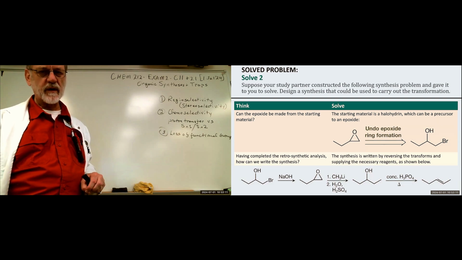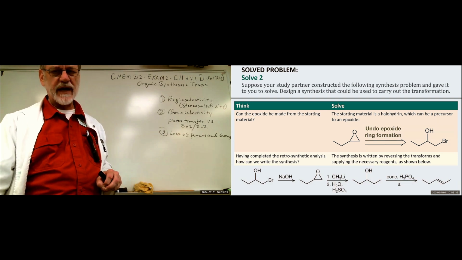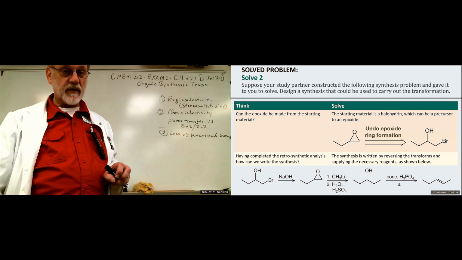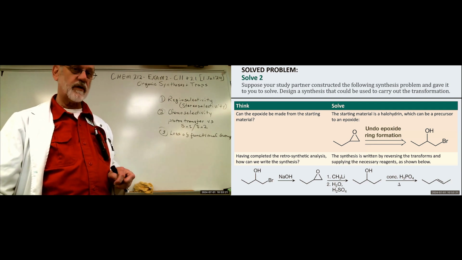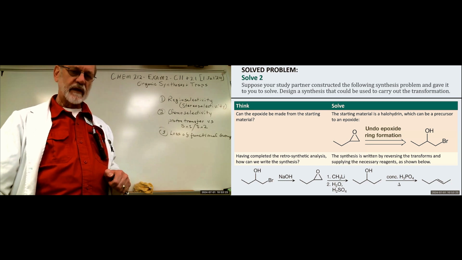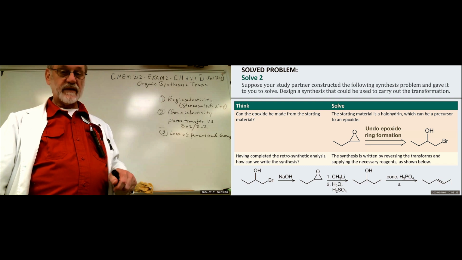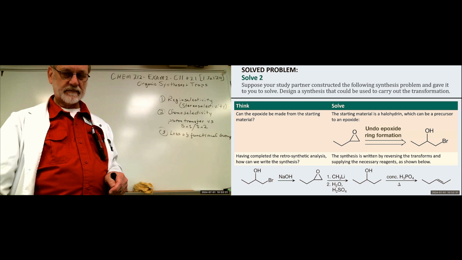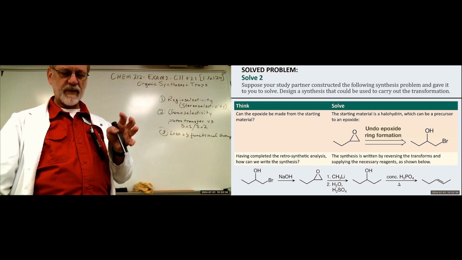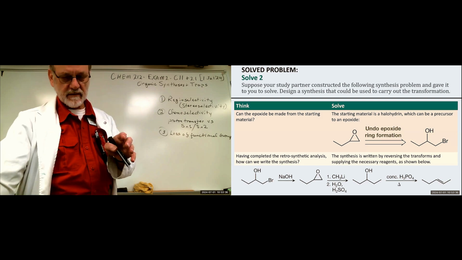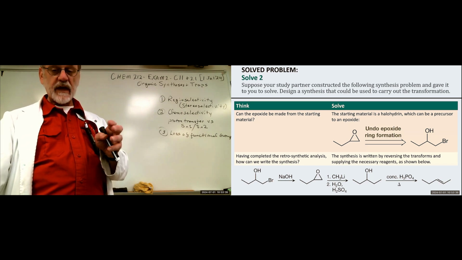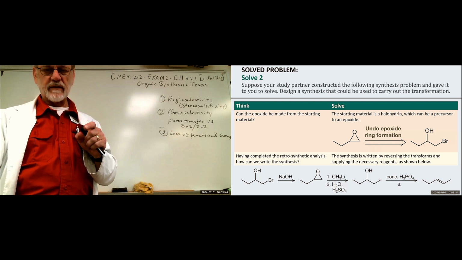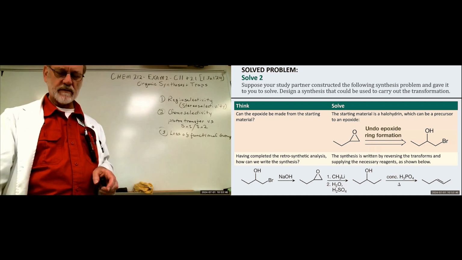So which one would work? The starting material is a halohydrin, which can be a precursor to an epoxide. So we can make the epoxide from the precursor. We saw that in the previous chapter. So once you've made the epoxide, then you make the secondary alcohol, and then you use heat and phosphoric acid, and that will give you the alkene.